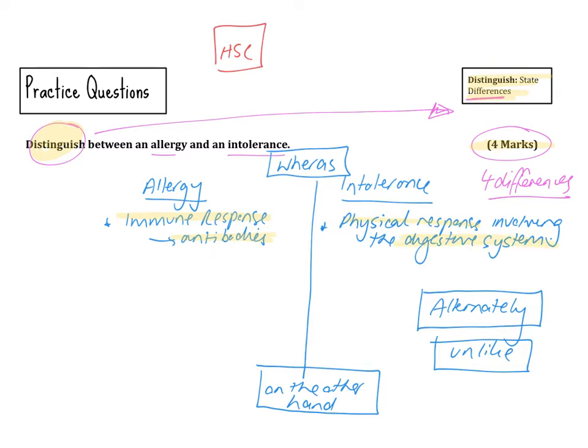Now, the language that I've chosen to address the verb has been boxed in around the question. You would need to use this language to address that verb, distinguish, because it's language that you can use to show the difference between. So: whereas, on the other hand, alternately, and unlike. These are terms that you need to be integrating into your response.